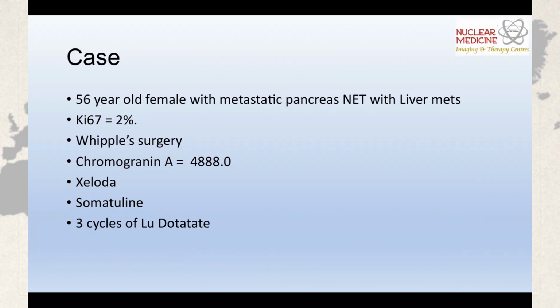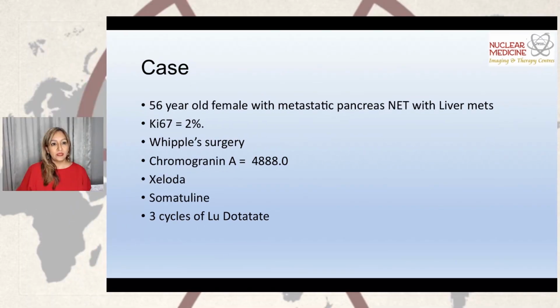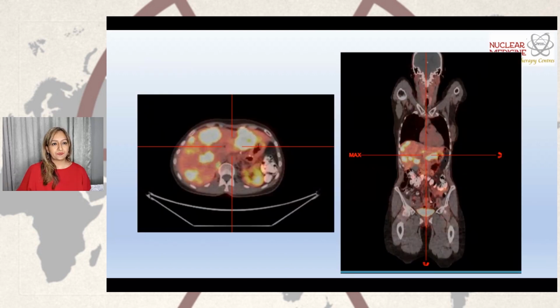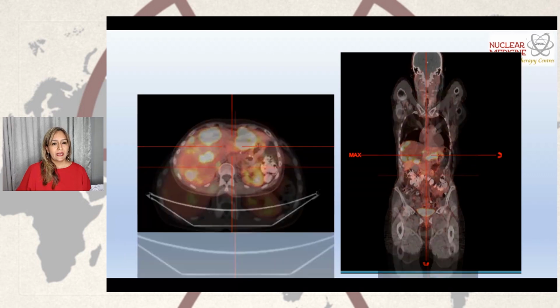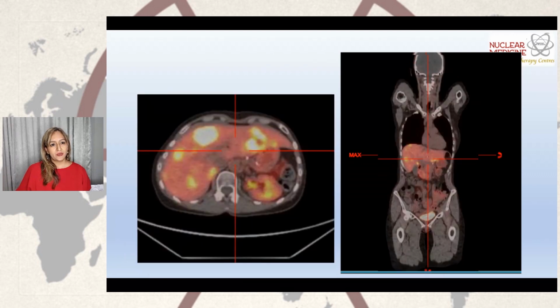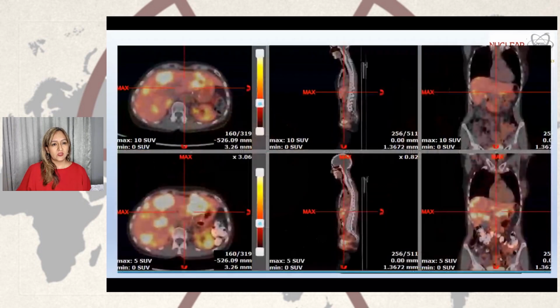The next case is a 56-year-old female with metastatic pancreatic NET with liver mets, Ki-67 index 2%. The patient also underwent Whipple surgery. Chromogranin level was 4,888. The patient was placed on Xeloda and somatuline, and had 3 cycles of lutetium dotatate. Here you can see the pre-therapy scan, and she had large SSR-positive lesions in the liver. Subsequent to 3 cycles of treatment, there was a good response in the majority of the lesions. The slide below is pre-therapy, and the slide above is post 3 cycles of therapy.